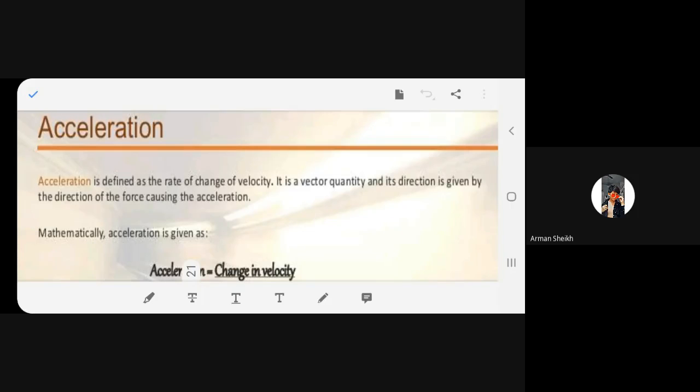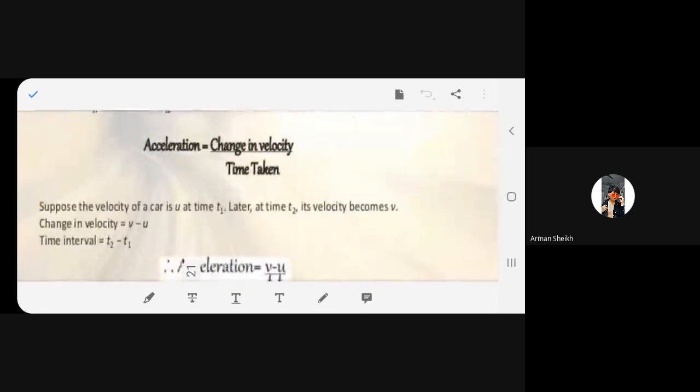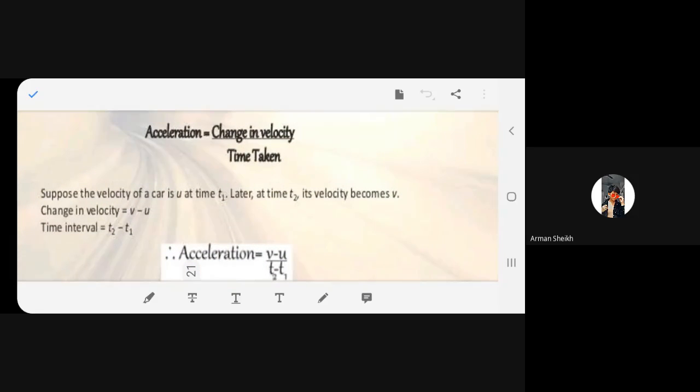Acceleration. Acceleration is defined as the rate of change of velocity. It is a vector quantity and its direction is given by the direction of the force causing the acceleration. Okay, so direction is important. Mathematically, acceleration is given as change in velocity upon time taken.